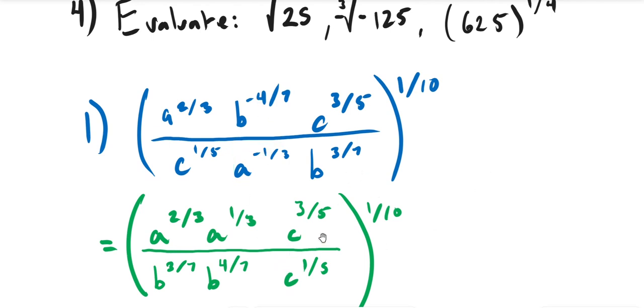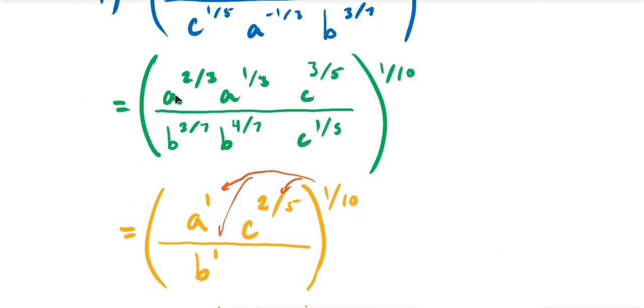I like doing it this way because this helps me get rid of a few of the double negatives that occur. If I move this to the bottom, it becomes positive 4/7. If I move this a to the -1/3 to the top, it becomes positive 1/3. Now I'm going to combine these bases. So a to the 2/3 times a to the 1/3. Well, the product of like bases is the sum, and 2/3 plus 1/3 is 1. And the product of these is their sum. And 3 plus 4 is 7, so this is 7/7 or 1.